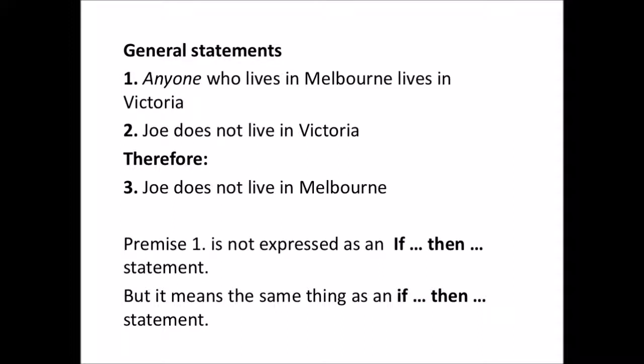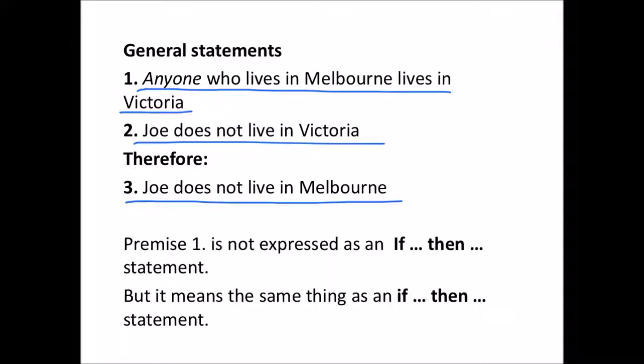So far the arguments we've looked at all began with a first premise which was stated as a conditional statement, if A then B, but consider this argument. Anyone who lives in Melbourne lives in Victoria. Joe does not live in Victoria, therefore Joe does not live in Melbourne.